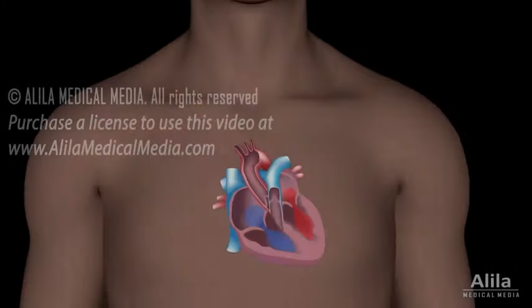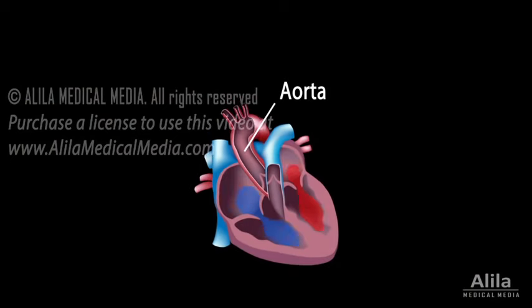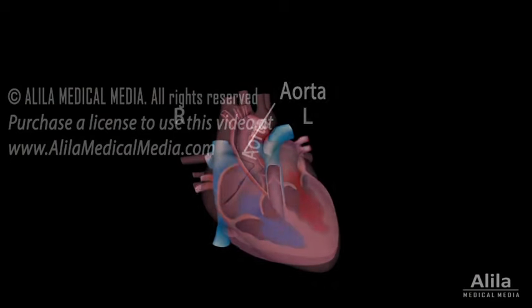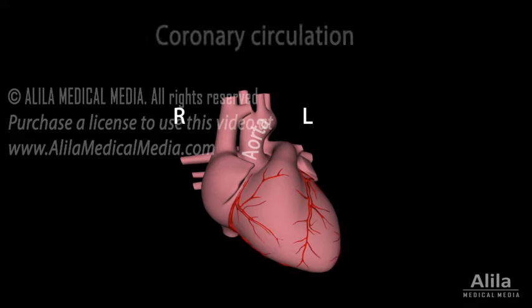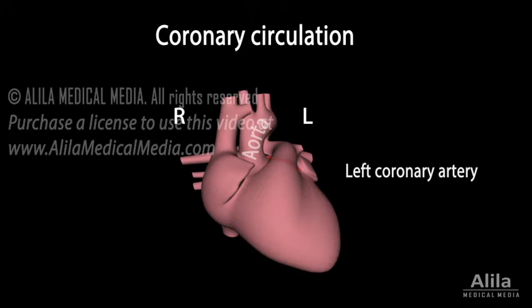The heart pumps out oxygen-rich blood through the aorta to nourish the entire body. It also supplies itself via a network of blood vessels called the coronary circulation. The two main vessels, the left and right coronary arteries, branch out from the aorta shortly after it exits the heart, right above the aortic valve.